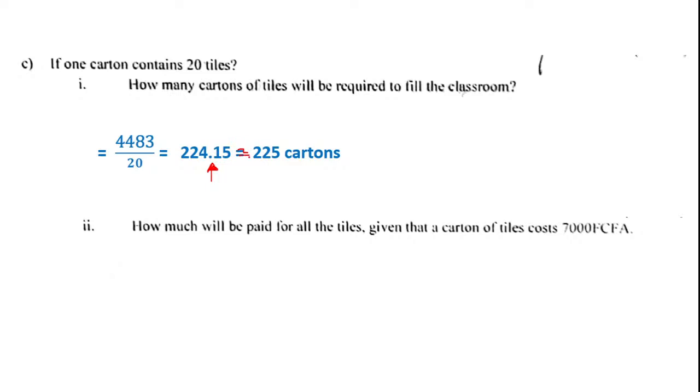Now, how much will be paid for all the tiles, given that a carton of tile costs 7,000? So this will be 224.15 times 7,000. Note, at this point, it is good to use this 224.15. You can round up your answer. Yeah, this is a requirement for technical calculations. So this will give us 1,568,889 francs. That's the amount that will be required.